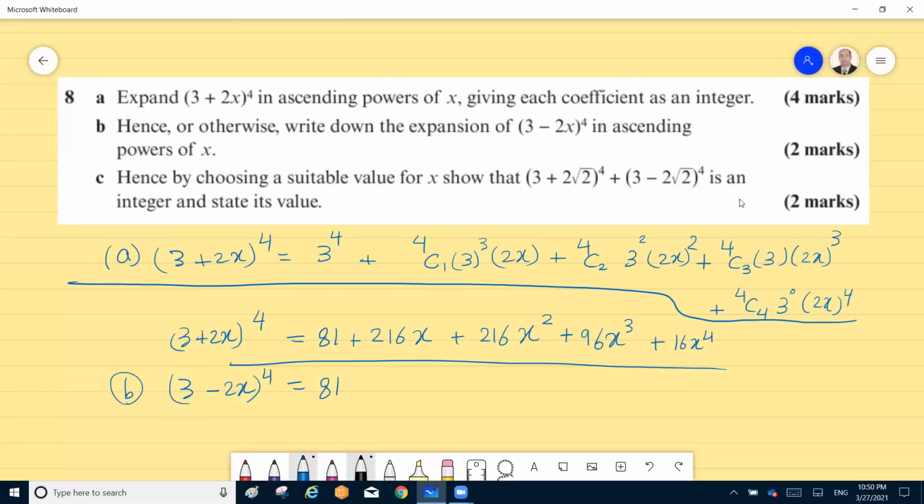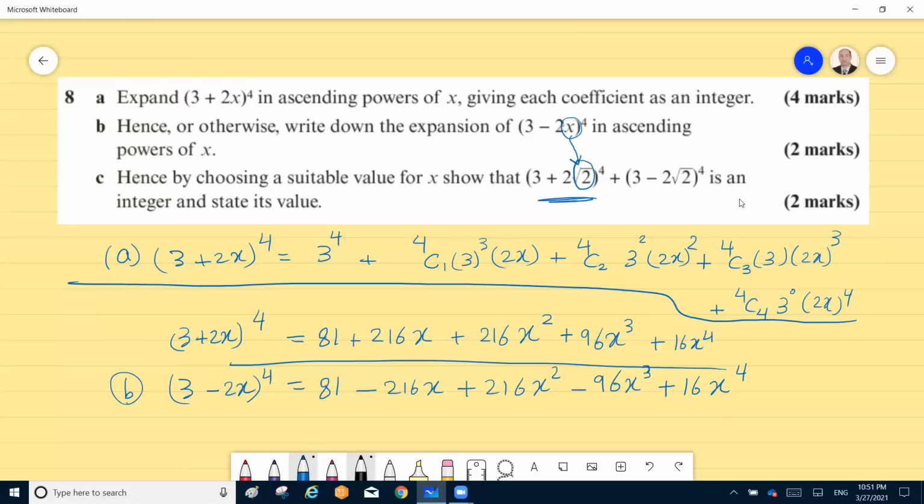So 81 will be the same because 3 power 4 is the same as in the first one, but the sign here will be negative, 216x. The next one will be positive, 216x squared. The next one is negative. So it's really alternating signs, one positive and one negative, until the last term. Look, positive, negative, positive, negative. This is the expansion of 3 minus 2x to the power of 4. Now, in number C, hence, by choosing the value of x, what happened here from the original expression to this one? Only x is now substituted with root x.